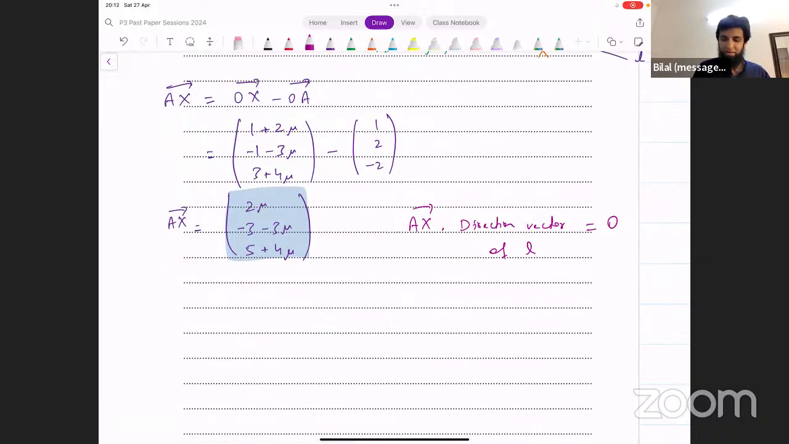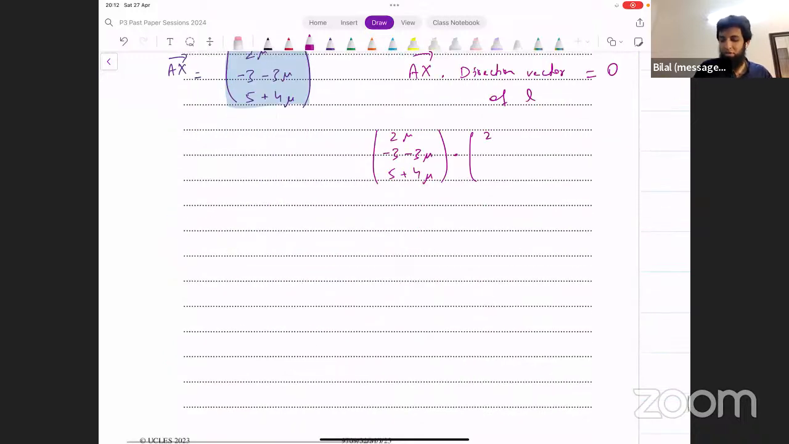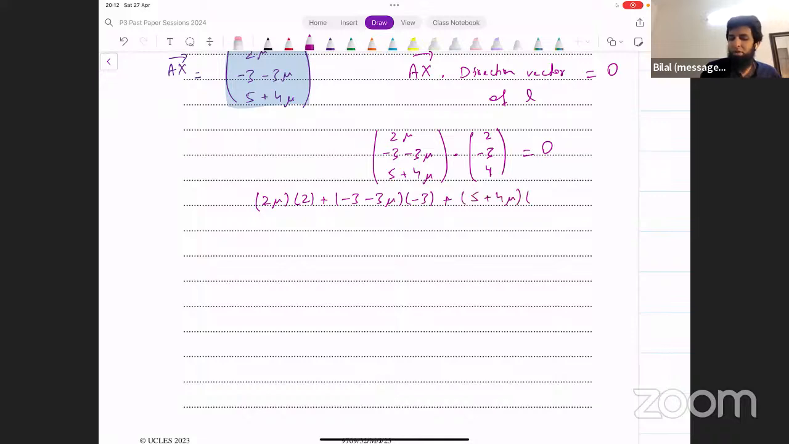What's the vector AX? The vector AX is 2 mu minus 3 mu 5 plus 4 mu. Dot product of this with direction of the line, which is 2 minus 3 and 4. This should equal 0. Why? Because they're both perpendicular. We use this to find the value of mu. Let's find this dot product. 2 mu into 2 plus minus 3 mu into minus 3 plus 5 plus 4 mu into 4. All right, that's what we get.